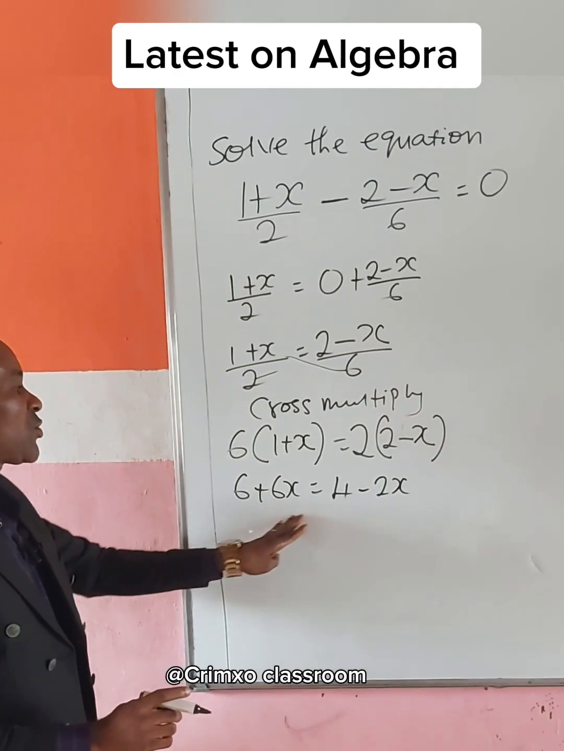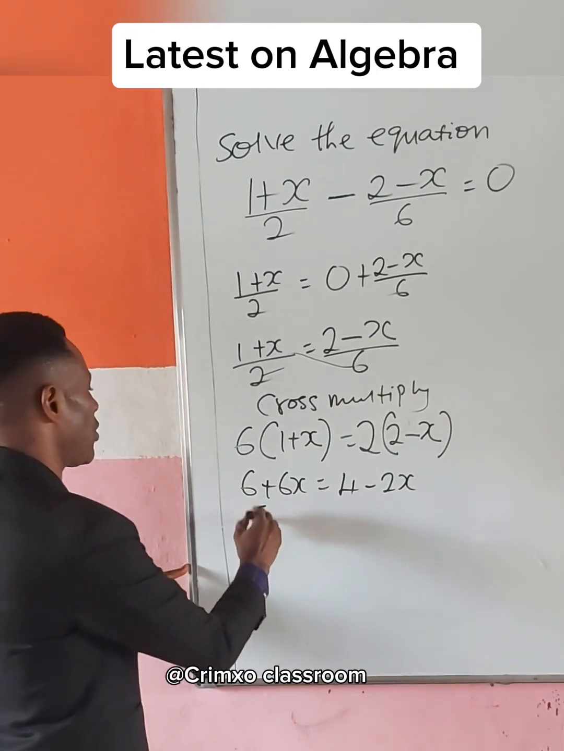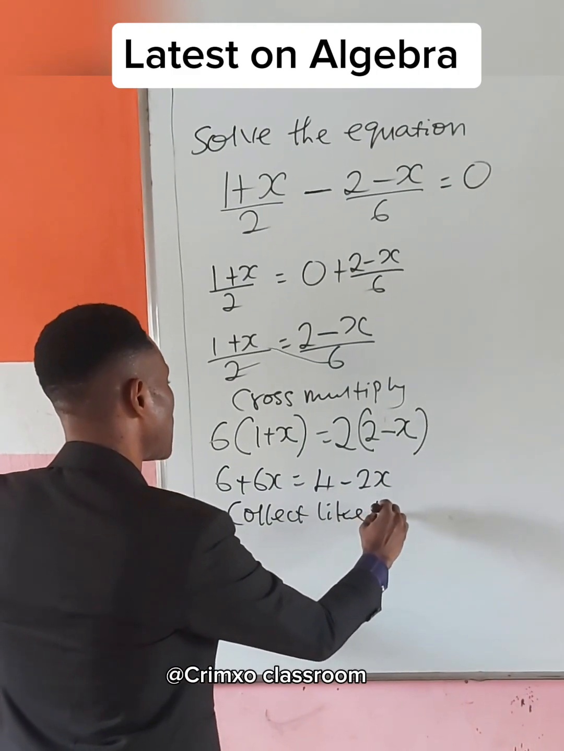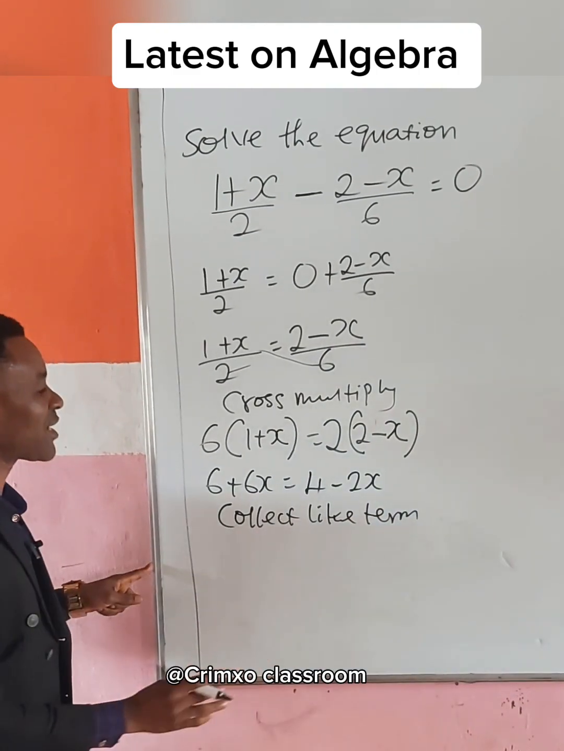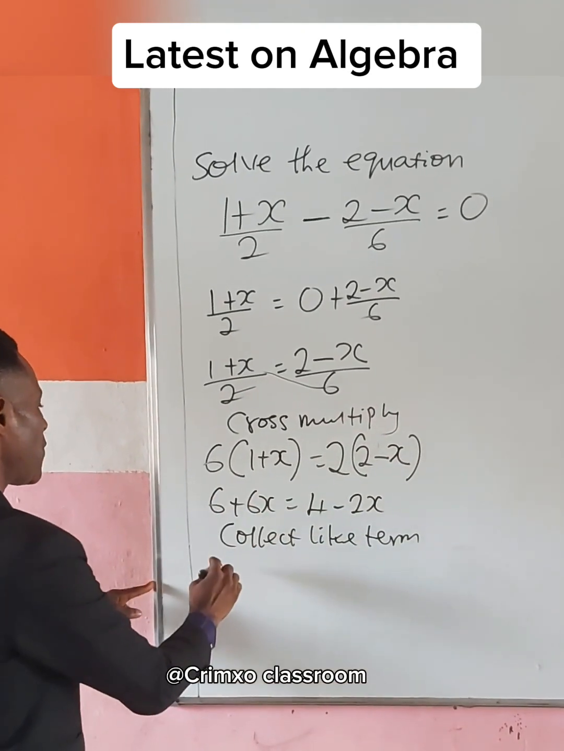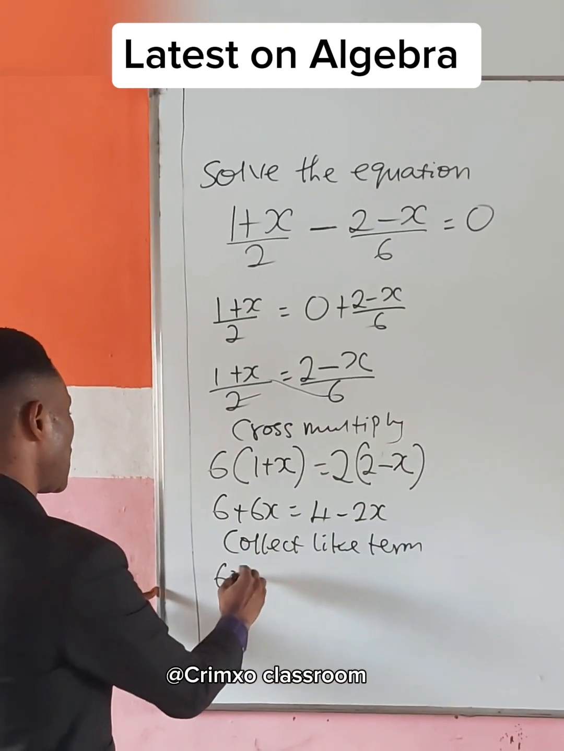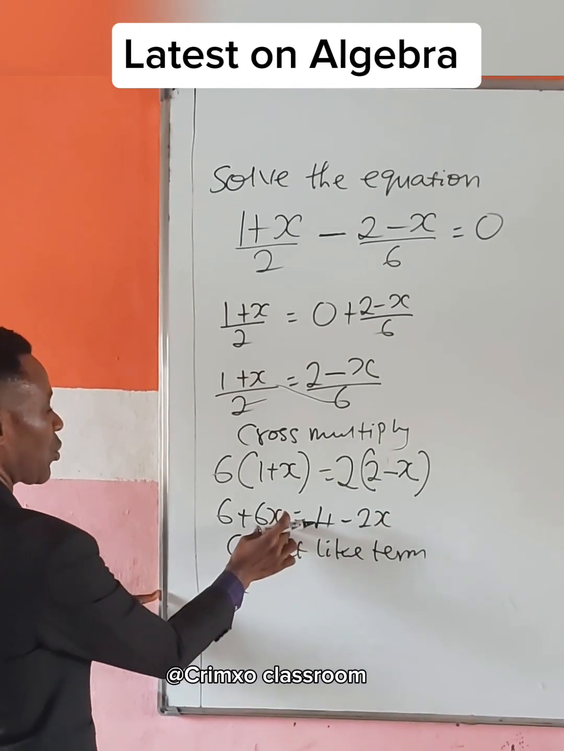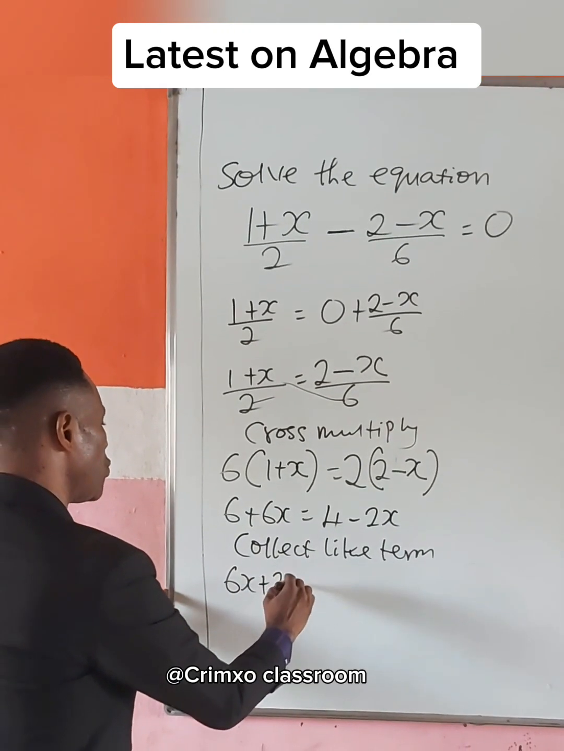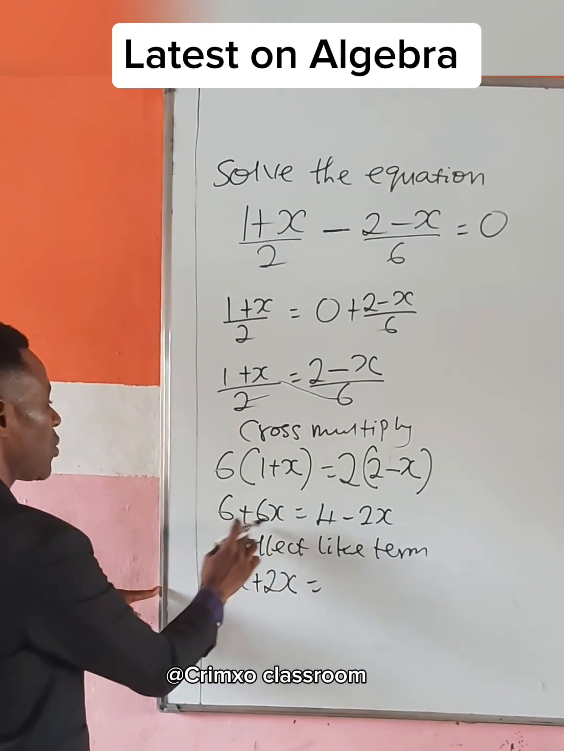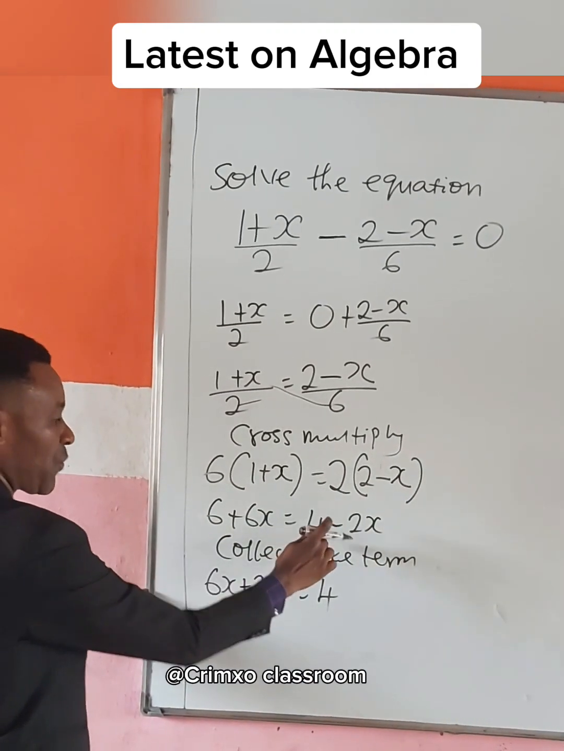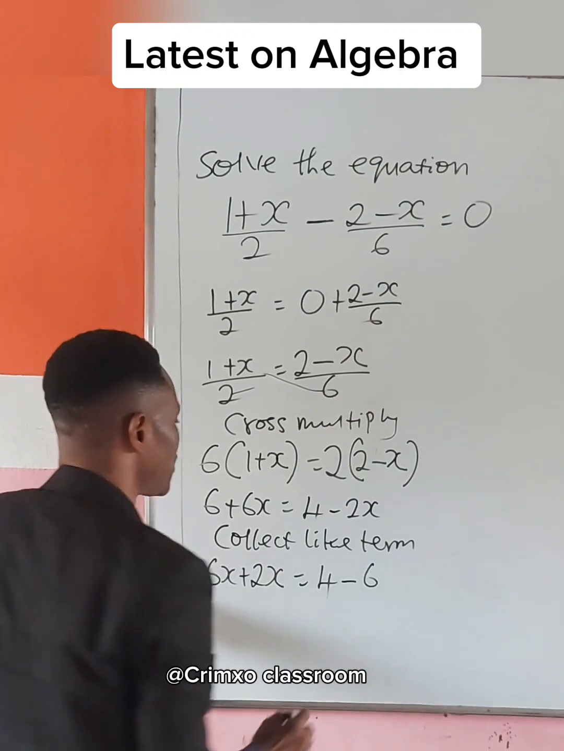So the next thing here is to collect like terms. In collecting like terms, we have 6 here. What do we do here? We move this. We have 6x. This 2x we cross here. When minus 2x crosses the equality sign, it changes to plus 2x equals, we have 4 here. And this 6 we move to come and meet the whole number 4 and change this to minus 6.